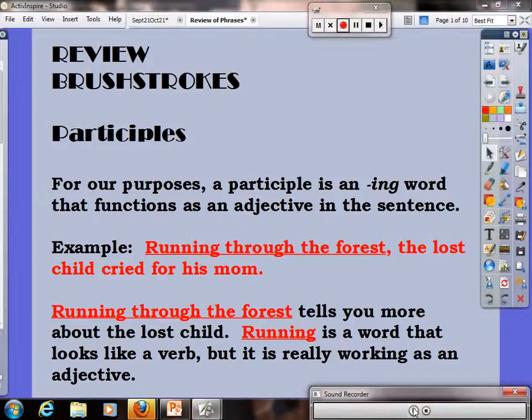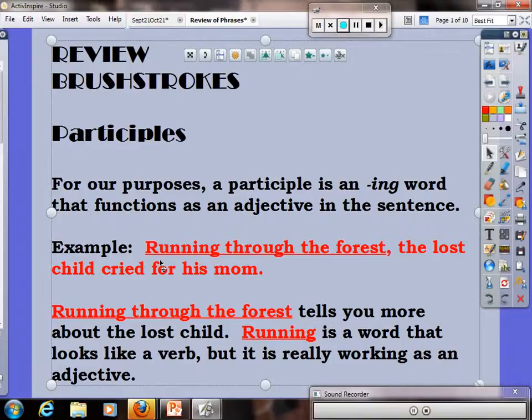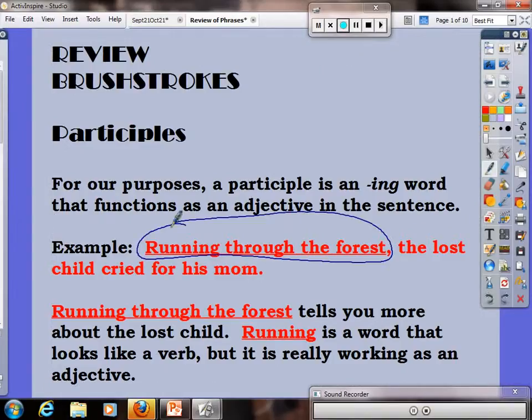So, basic review for our purposes, a participle is going to be the ing word that functions as an adjective in the sentence. And here's an example sentence. Running through the forest, the lost child cried for his mom. Okay? Running through the forest tells you more about the lost child. So this right here, running through the forest, is our participial phrase. Okay?